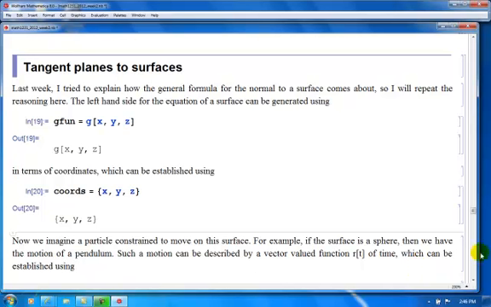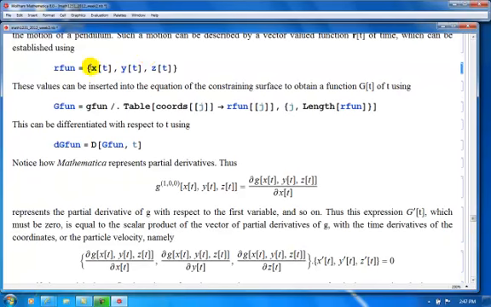Now, let's imagine a particle constrained to move on this surface. For example, if the surface is a sphere, then we'll have the motion of a pendulum. And such a motion can be described by a vector valued function r of t, something like that. We'll call this r-fun, and the coordinates will be functions of time.